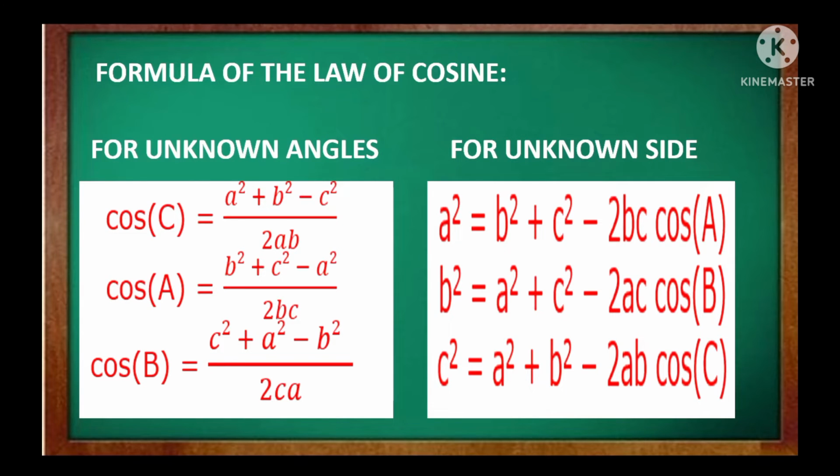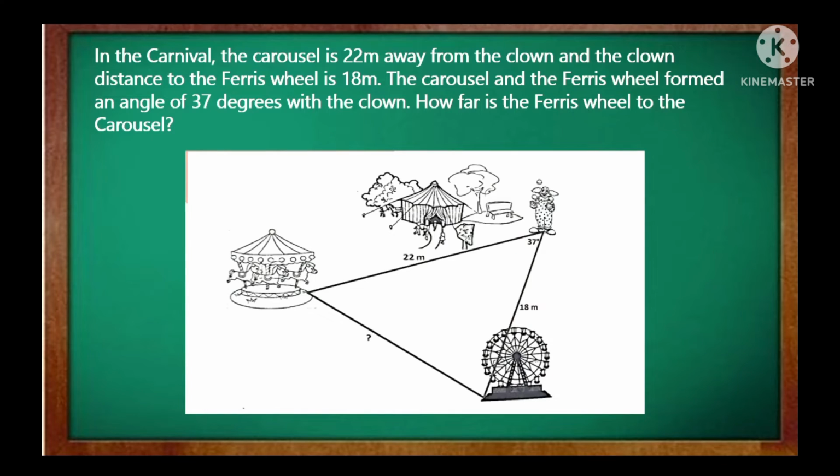So, now let me give you an example. In the carnival, the carousel is 22 meters away from the clown and the clown's distance to the Ferris wheel is 18 meters. The carousel and the Ferris wheel form an angle of 37 degrees with the clown. How far is the Ferris wheel to the carousel? So the first thing we need to do is to illustrate the problem.